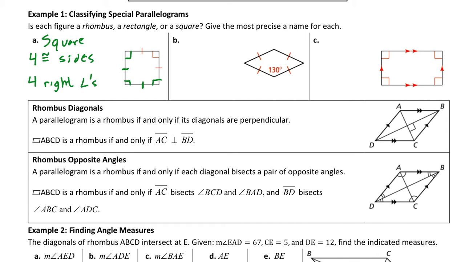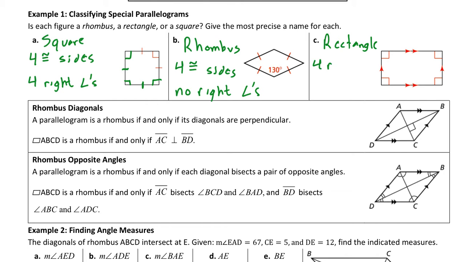In part B, this shape is just a rhombus. It has four congruent sides, but no right angles. So it's just a rhombus. In part C, this shape is just a rectangle. It has four right angles, but not all sides are congruent. So that's how we classify shapes.